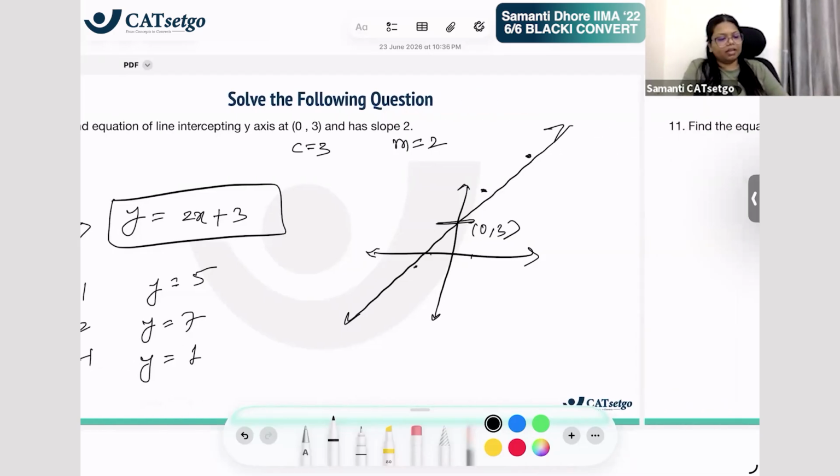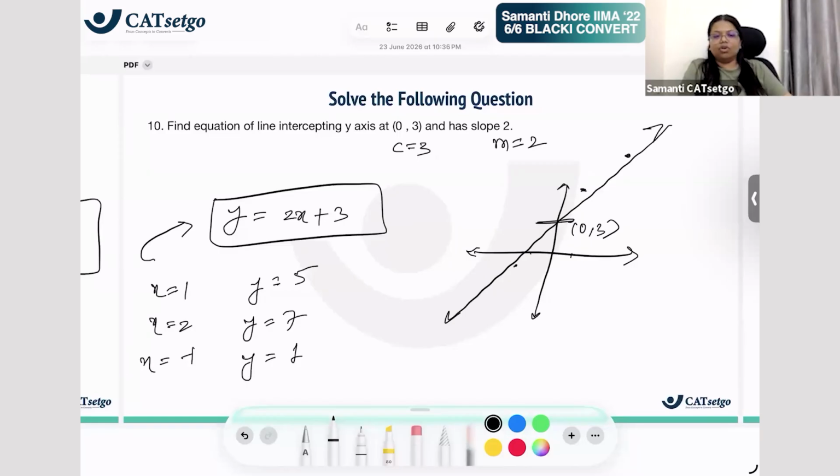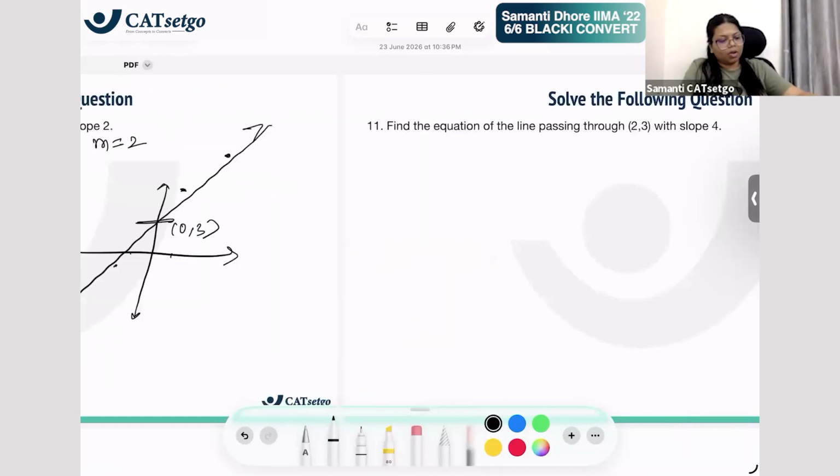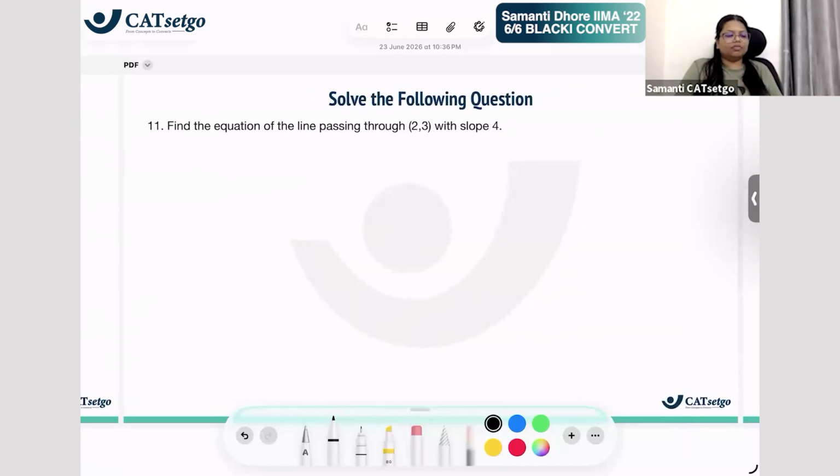Okay. This is how we find the equation of this line. y is equal to 2x plus 3 is the equation using slope-intercept form. Now, take the other form. Find the equation of the line passing through (2, 3) with slope 4. So this is a point and a slope given to you. This is slope point form.